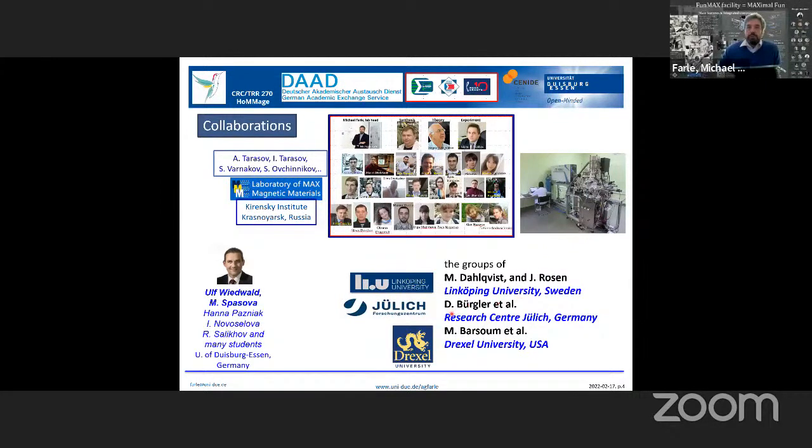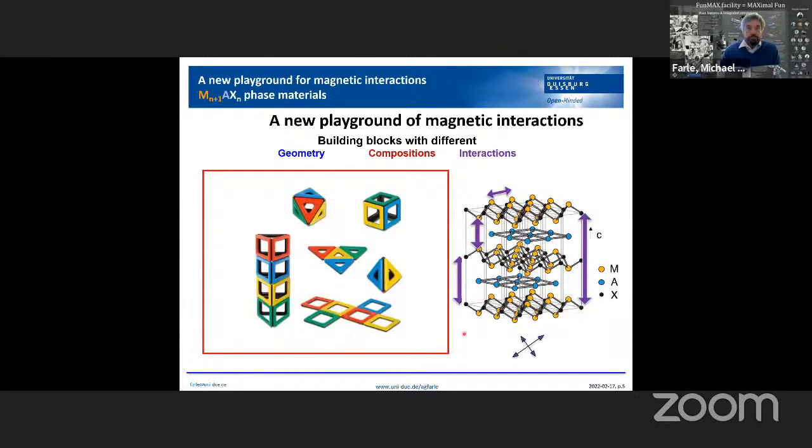Daniel Bürgler helped us a lot with scanning tunneling microscopy, for example. And Michel Barsoum, you could call him the Putin of MAX phases or the Pope of MAX phases. So he is the one who guides or invented the whole MAX phase scheme. Okay, so these are the players. And all what I will be presenting you was done in one or the other way by these players.